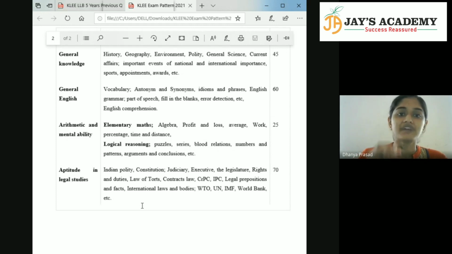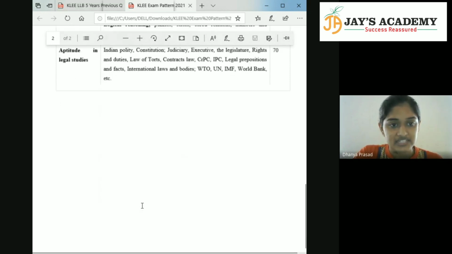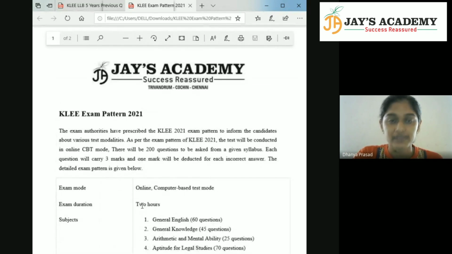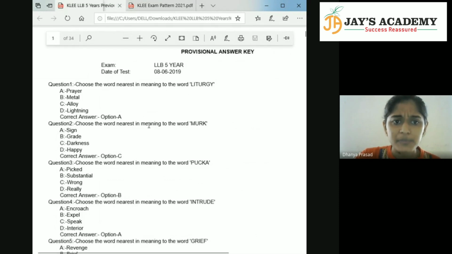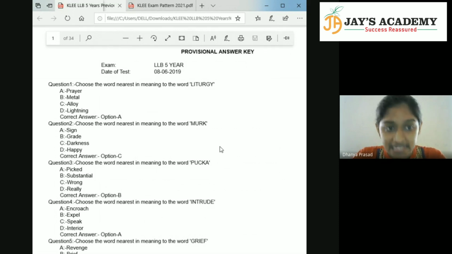So if you have a basic idea, a conceptual idea about each of these core subjects, legal reasoning will also be easy for you. Now, since we have discussed the syllabus, the important topics, important areas to be covered, let us just look at a previous year question paper, right? So this is the 2019 question paper.